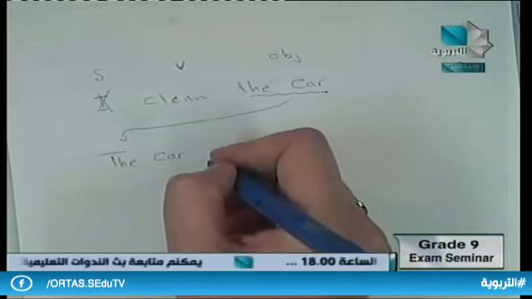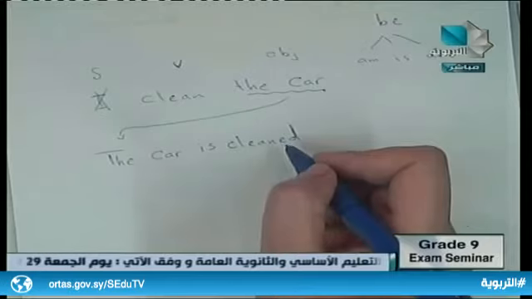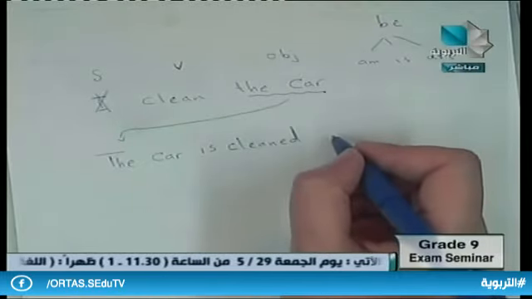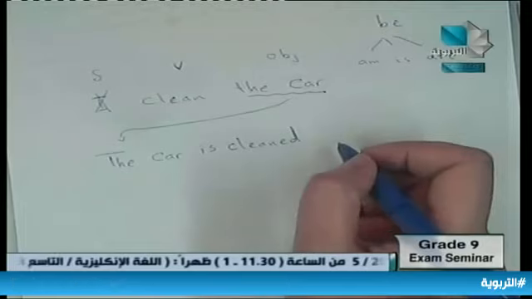So here I want to say that the car is cleaned. There is no need to say who cleaned the car. That is why we don't mention the subject. Here the focus is on the action, not on the doer or the subject. So what do we do? We put the object at the beginning of the sentence. We put verb to be plus verb 3. Because it's in the present, we have to use is.